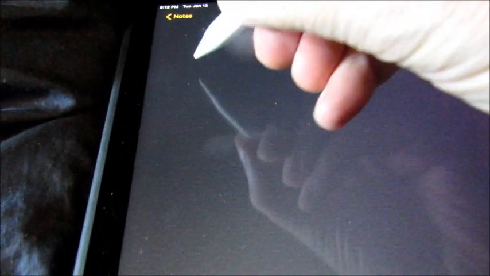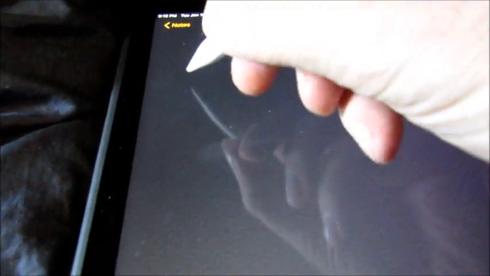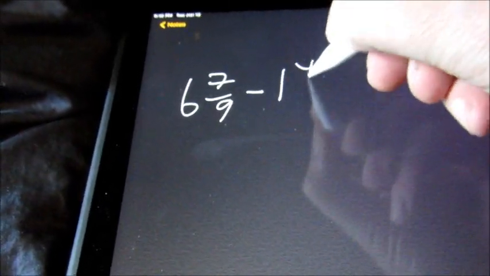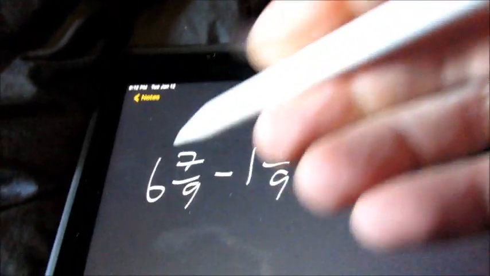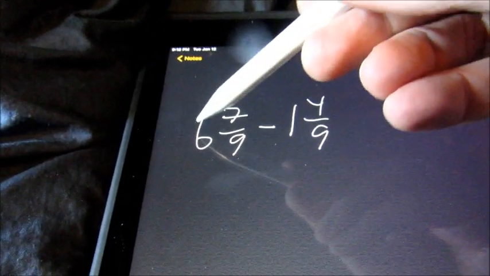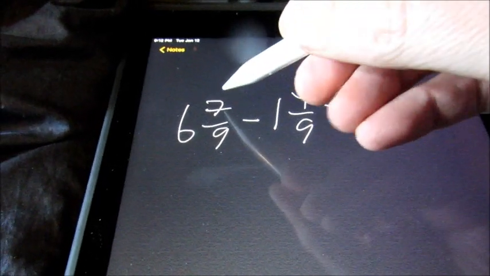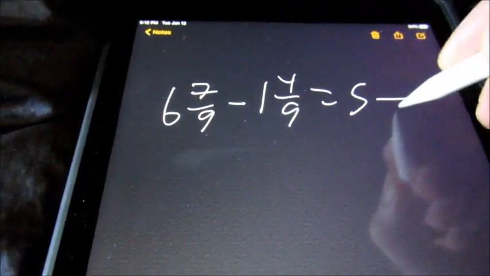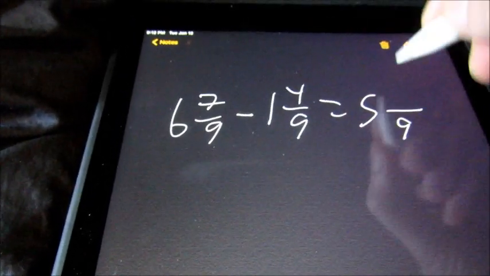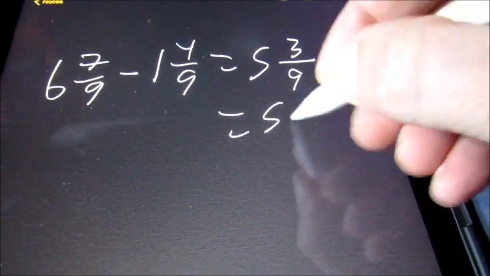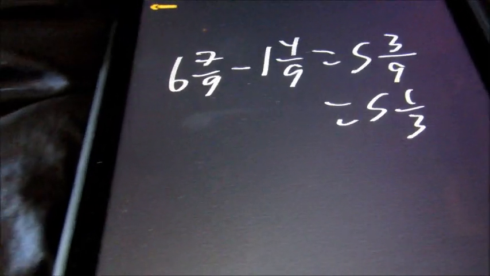Okay, so next, let's say we're going to do a subtraction. 6 7/9 minus 1 4/9. So again, I'm going to do this where I subtract the whole numbers. 6 minus 1 is 5. And now for the fraction, we keep the 9. 7 minus 4 is 3. And now I do have to reduce the fraction to be 5 1/3.